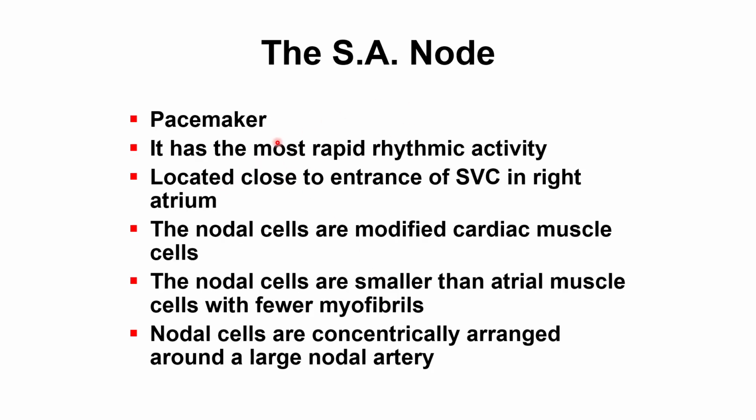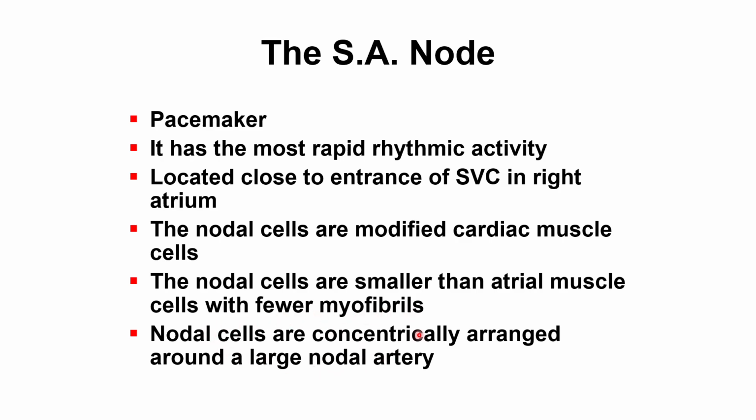The SA node, as I said, is the pacemaker of the heart. It has the most rapid rhythmic activity. Its location is between the superior vena cava and the right atrium. It's formed of cells called the nodal cells, which are modified cardiac muscle cells. In general, they are much smaller than the cardiac muscle cells. This is in opposition to the Purkinje cells, which are much bigger, so they contain fewer myofibrils.